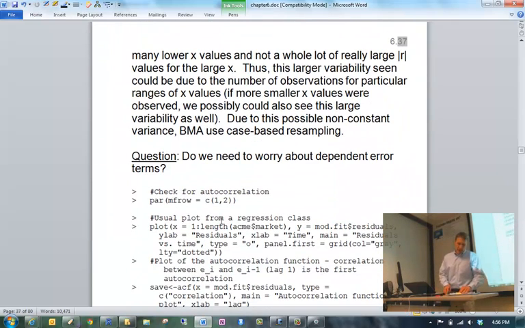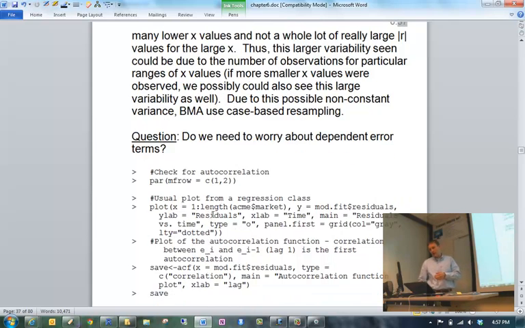Well, here's another potential problem that the authors don't bring up, and most people, at least in my experience in investments and finance, I haven't seen people bring up much either. Do we need to worry about dependent error terms here? Now remember, one of the typical assumptions that you have with a regression model is you have independent error terms. Do you think we need to worry about this here?